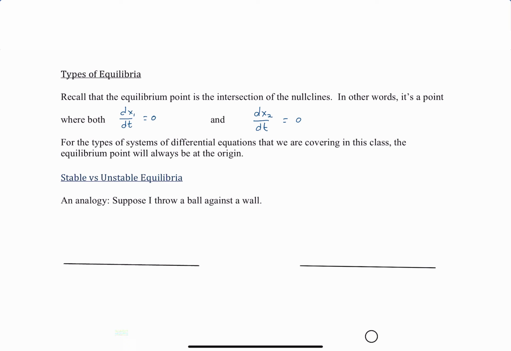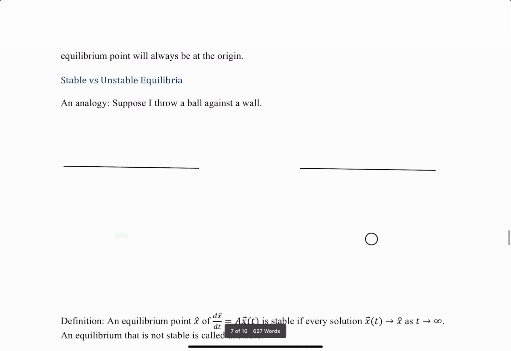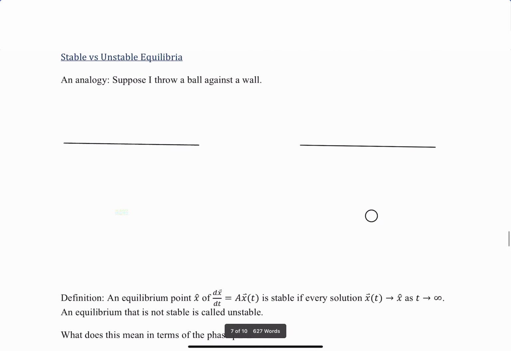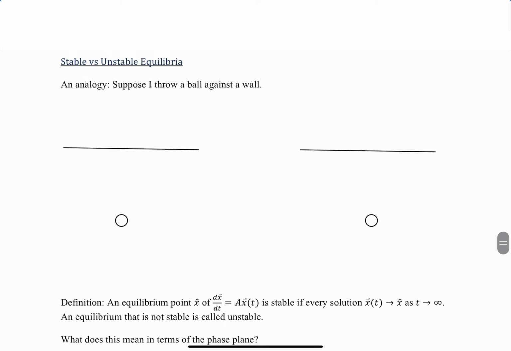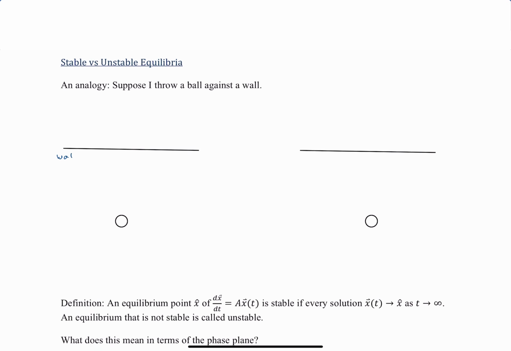For the types of systems of differential equations that we're covering in this class, the equilibrium point will always be at the origin. Now, the big two categories of equilibria are stable versus unstable. And to explain those, I'm going to use an analogy. Suppose I throw a ball against a wall. So here's my wall, and here's my ball.